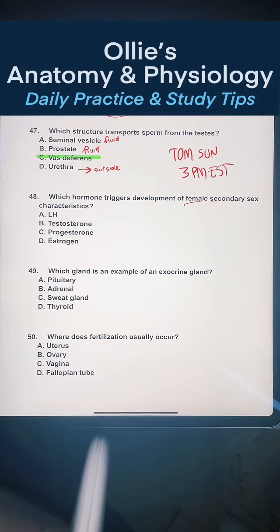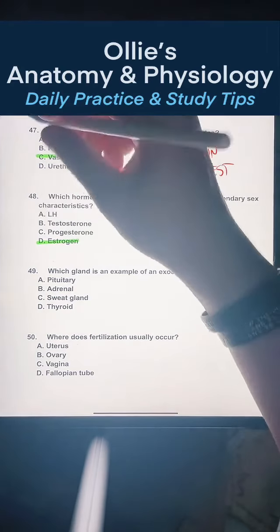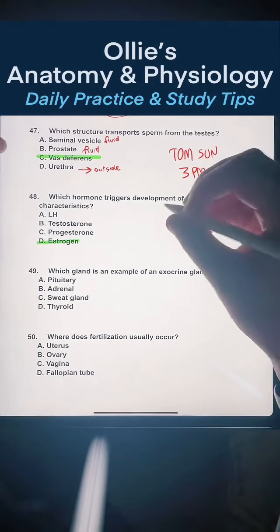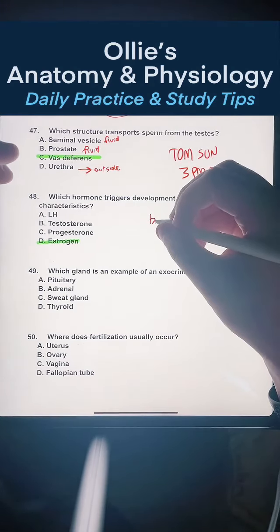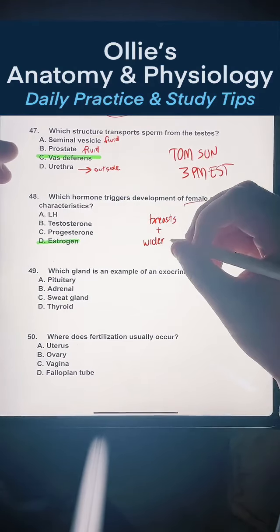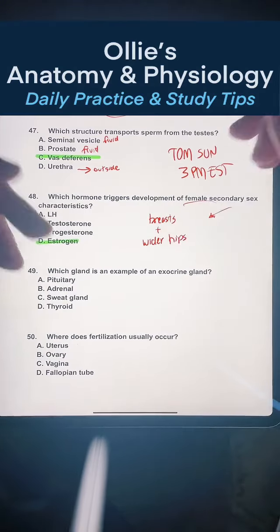But number 48, just to answer the question here real quick. The answer is D. It is estrogen. So estrogen promotes the development of the female secondary sex characteristics. That is going to be mainly the breasts and giving an appearance of wider hips and so on.